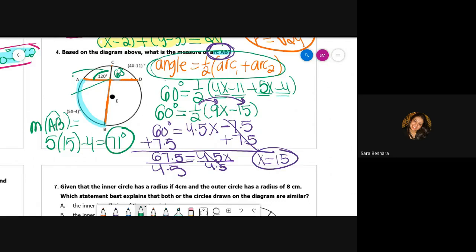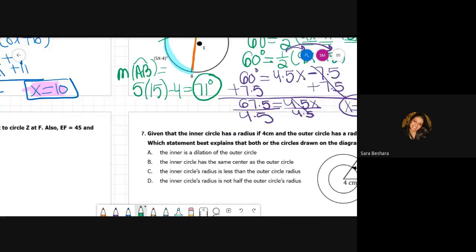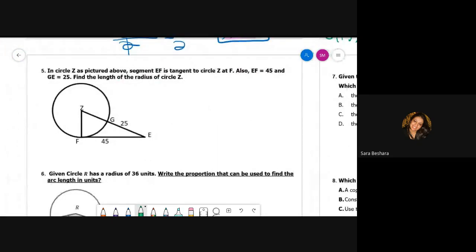All right, question number 5. In circle Z as pictured below, not above, segment EF is tangent. And again, the word tangent means 90-degree angle. So EF is tangent to circle Z, so that means the radius of the circle and the line that's touching the circle is making a 90-degree angle. Also, EF is 45, GE is 25. Find the length of the radius.